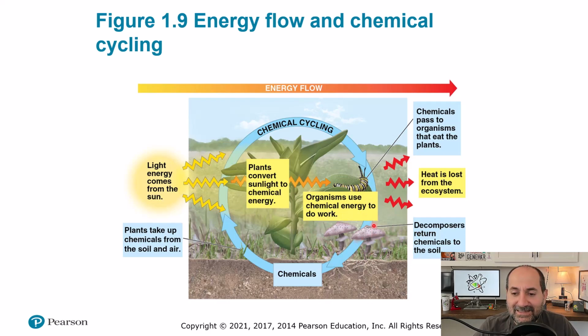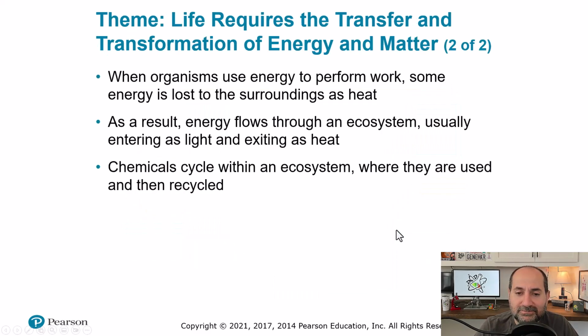And then how does energy leave the ecosystem? That's right. Energy leaves the ecosystem as heat. So energy enters the ecosystem as light. Energy leaves the ecosystem as heat. So we need to know that for the exam. And we need to know what producers are, consumers, decomposers. All right.